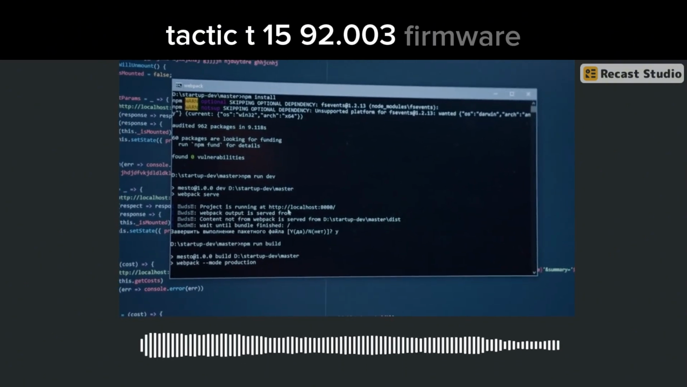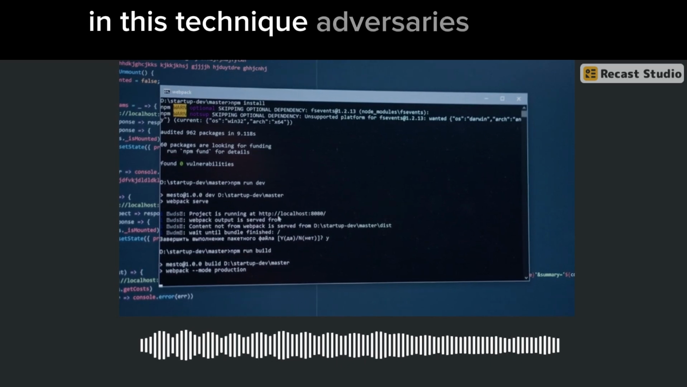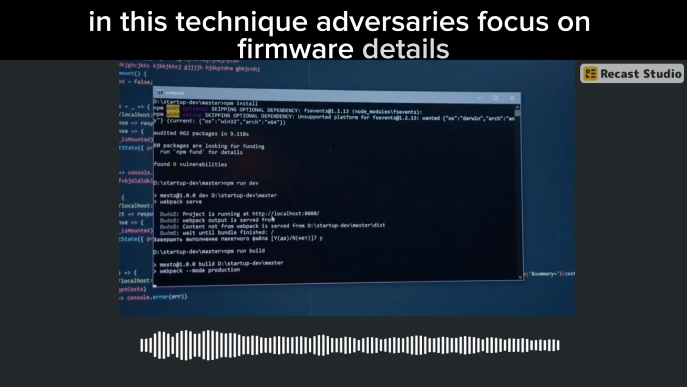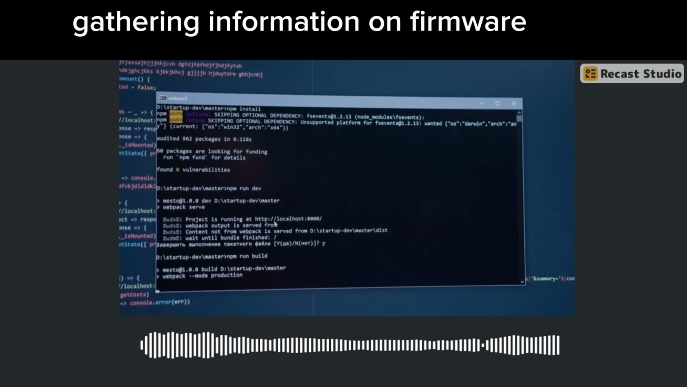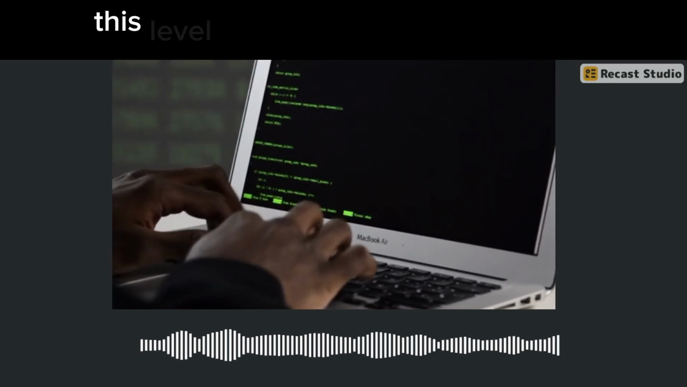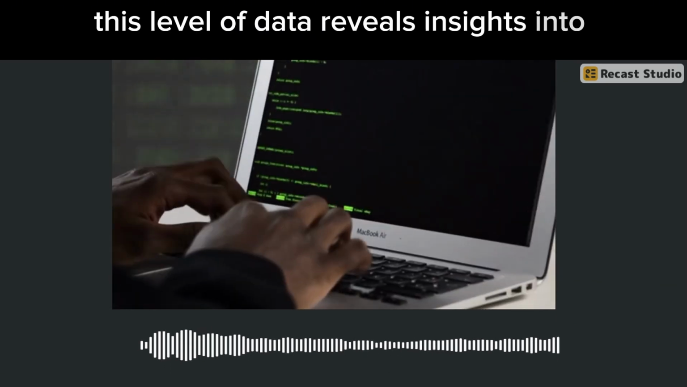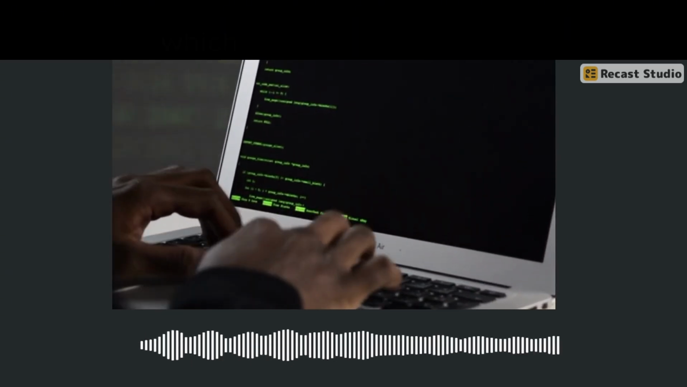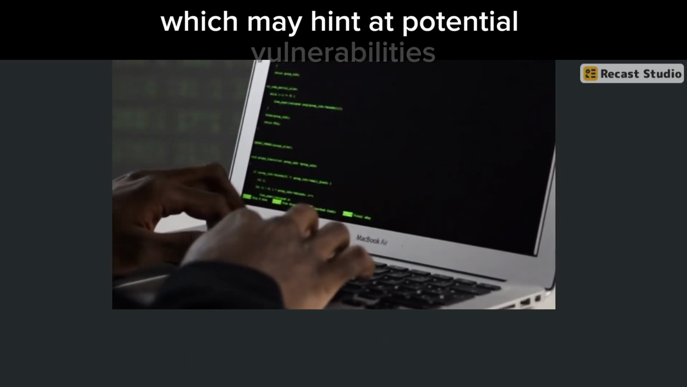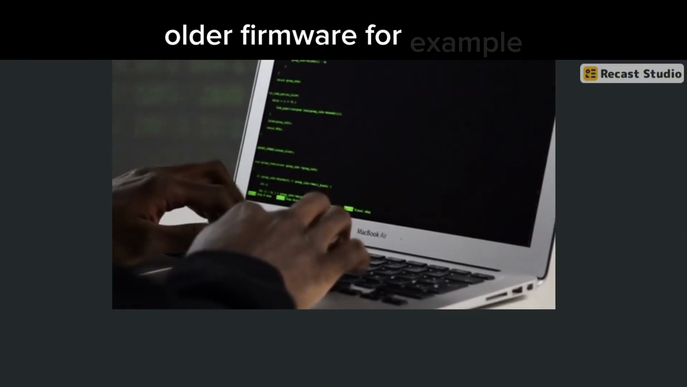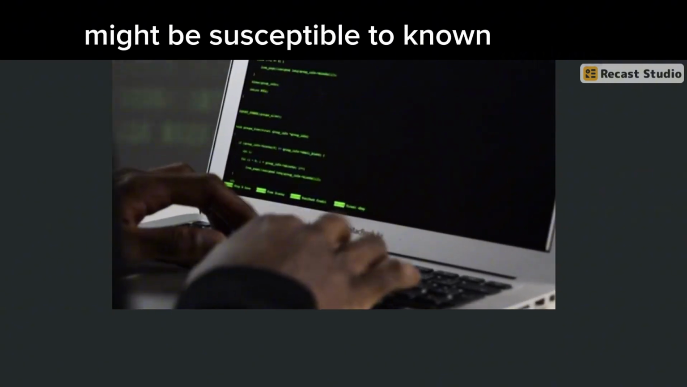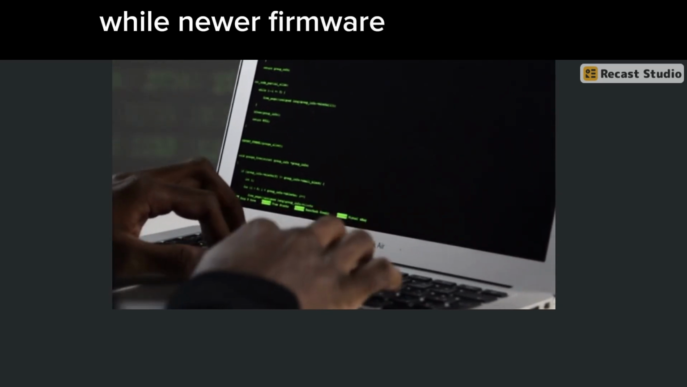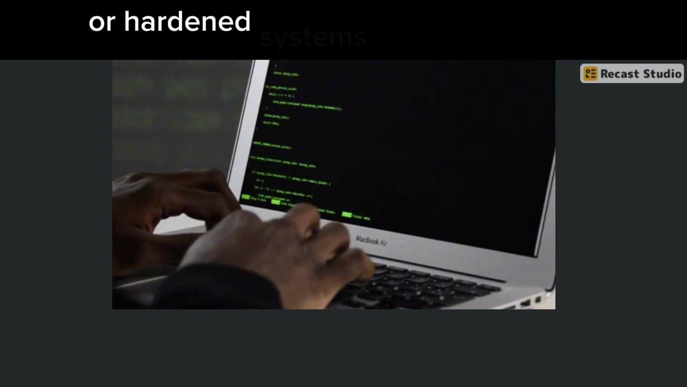T1592.003, Firmware. In this technique, adversaries focus on firmware details, gathering information on firmware types and versions. This level of data reveals insights into device configuration, purpose, and age or patch levels, which may hint at potential vulnerabilities. Older firmware, for example, might be susceptible to known exploits, while newer firmware could indicate patched or hardened systems.